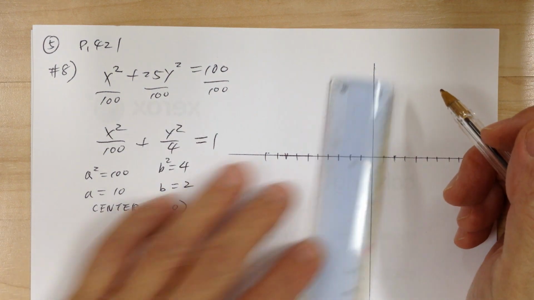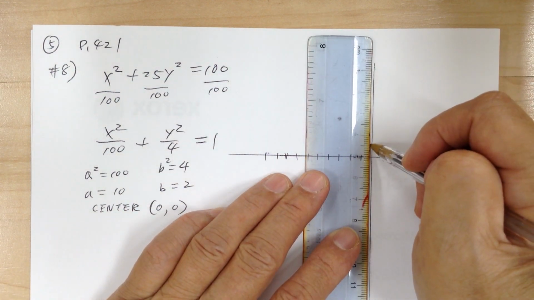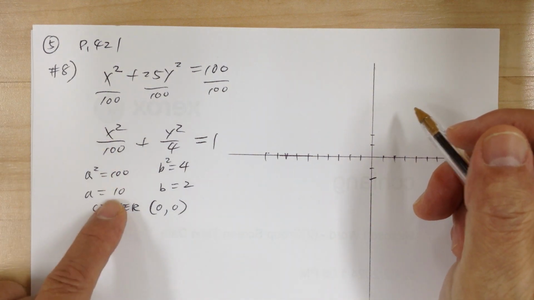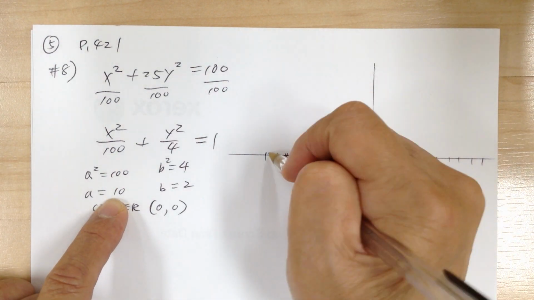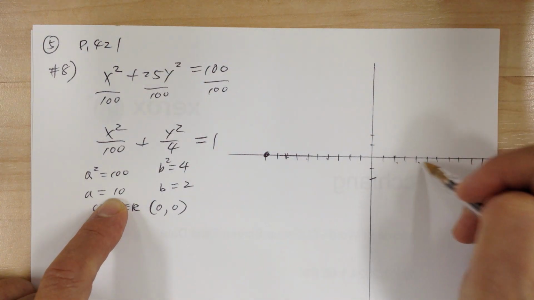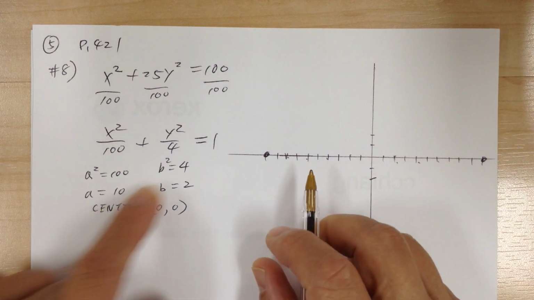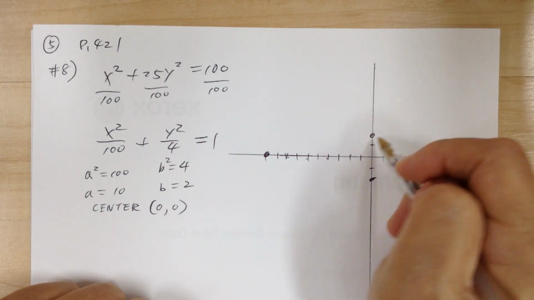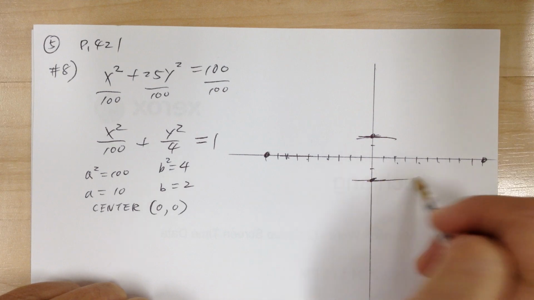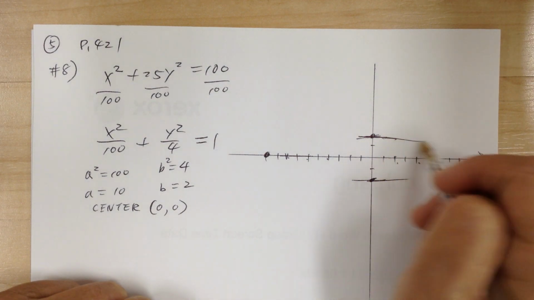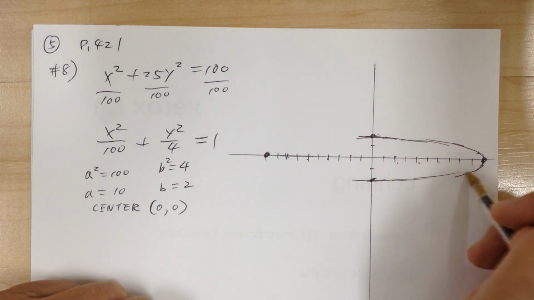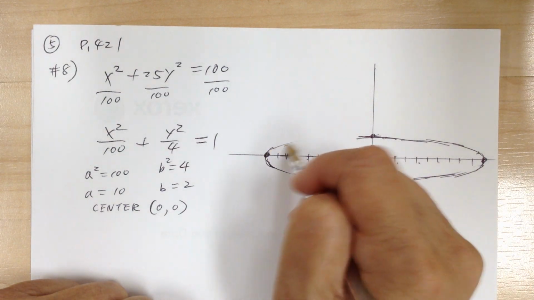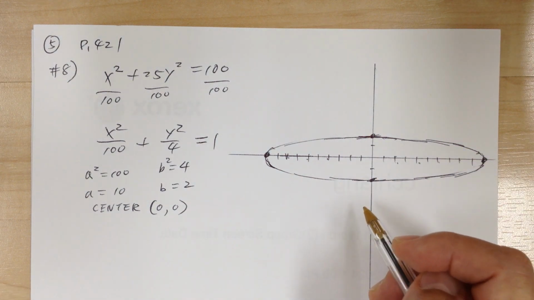This is under the x, so you go in the x direction, so 10. Then go 10. And this is under the y, so you go in the y direction. Your graph is going to look something like this. It's a very long, skinny ellipse. So that's part of the graph.